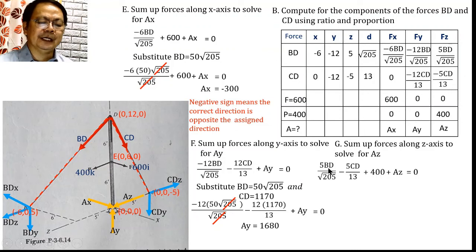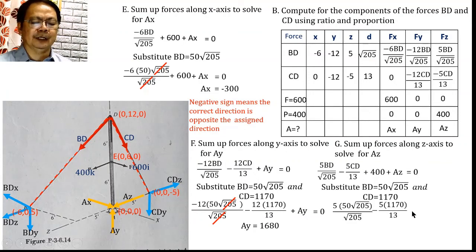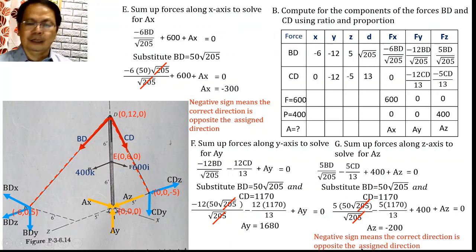But what is BD again? We substitute BD to be 50 the square root of 205. We also substitute CD to be 1170. And when we do it, we shall have that equation. Again, 205 will cancel. And when we simplify, AZ will be negative 200. The negative sign we see here means that AZ is directed towards the negative z-axis.